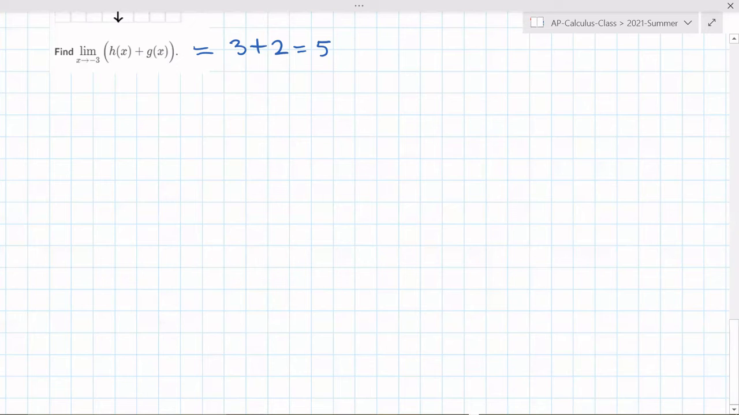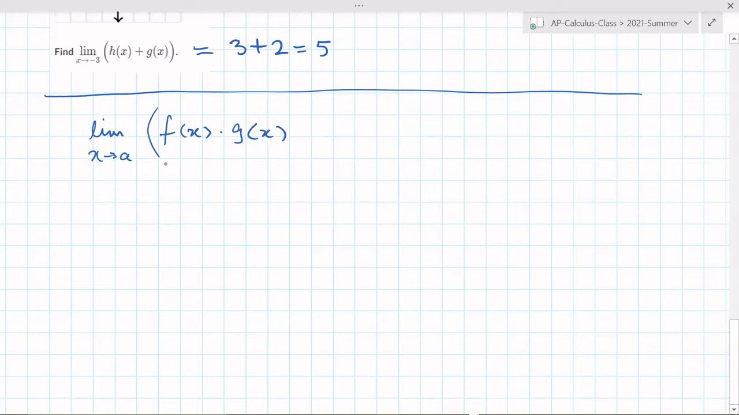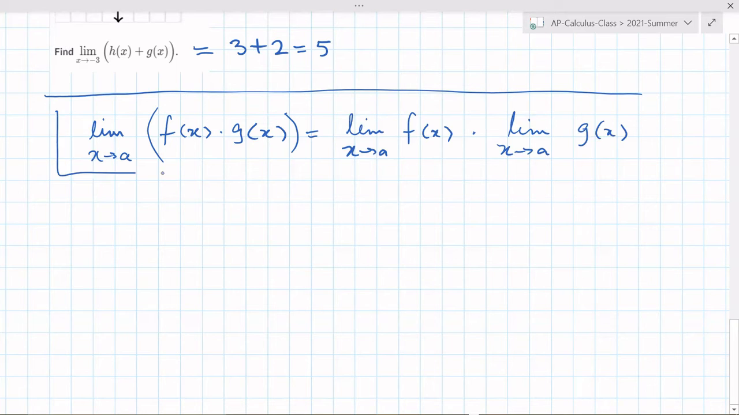The same kind of thing applies when you multiply or divide functions. So if you're multiplying two functions to make a new function and you want to find the limit for that new function, and if you knew the limits for the original functions, you could just use those.